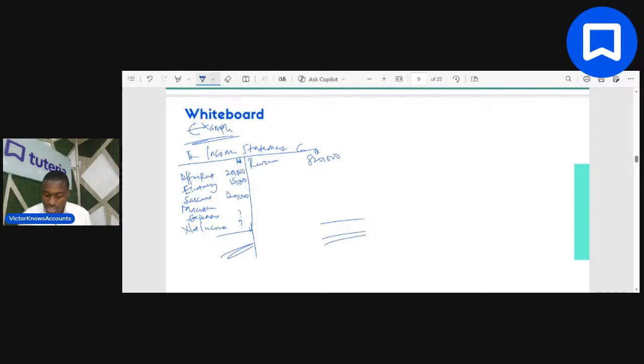So they now said if miscellaneous expense is 10% of revenue, calculate the net income. So who wants to try their hands on that?